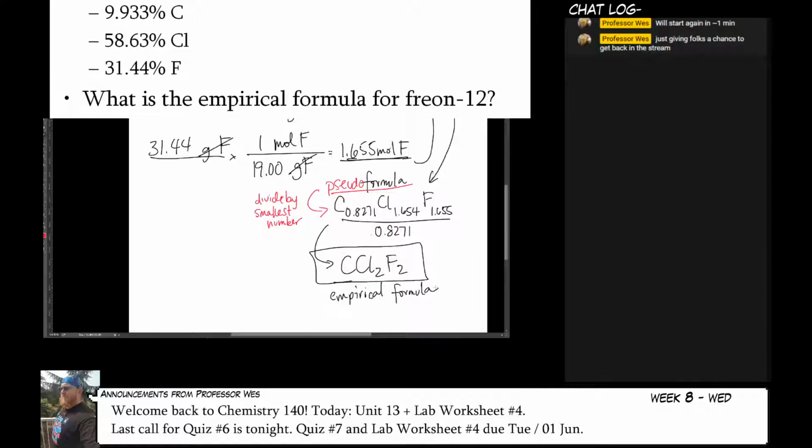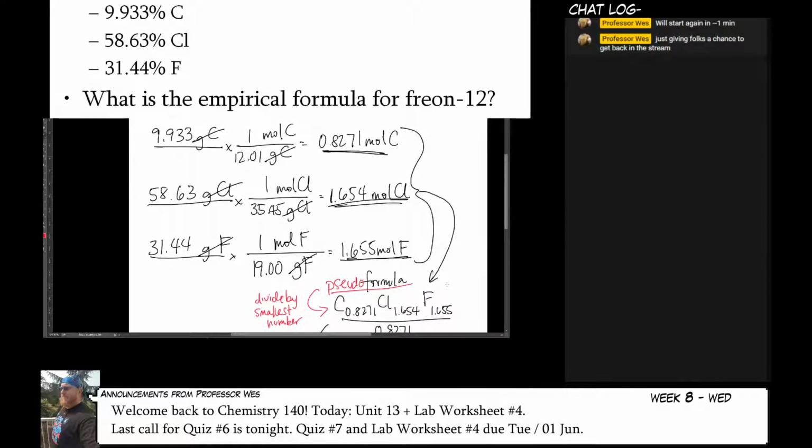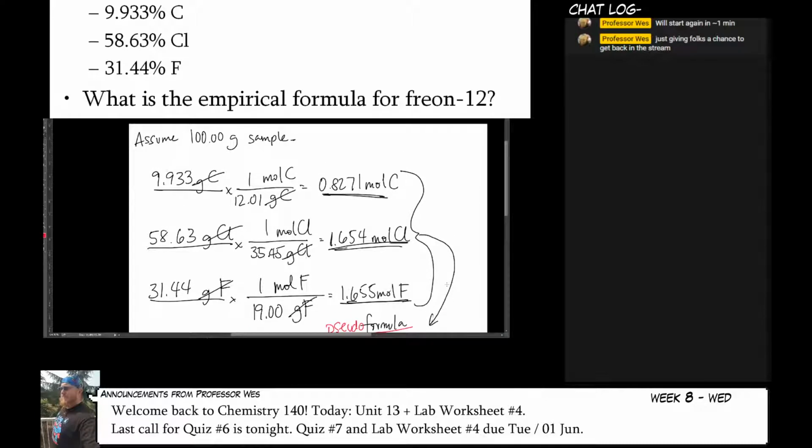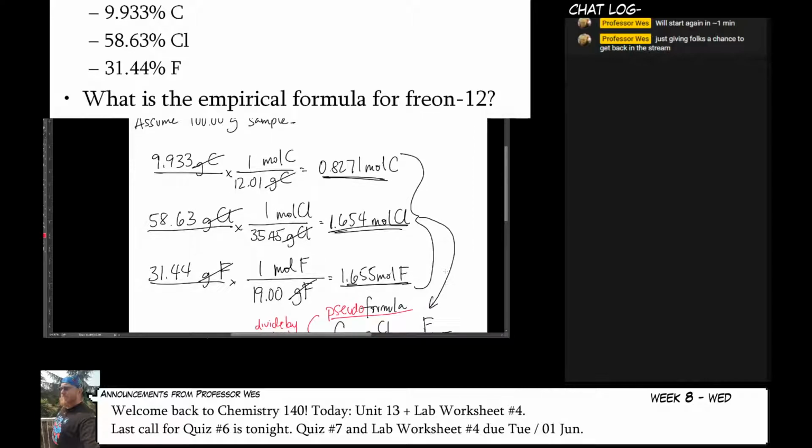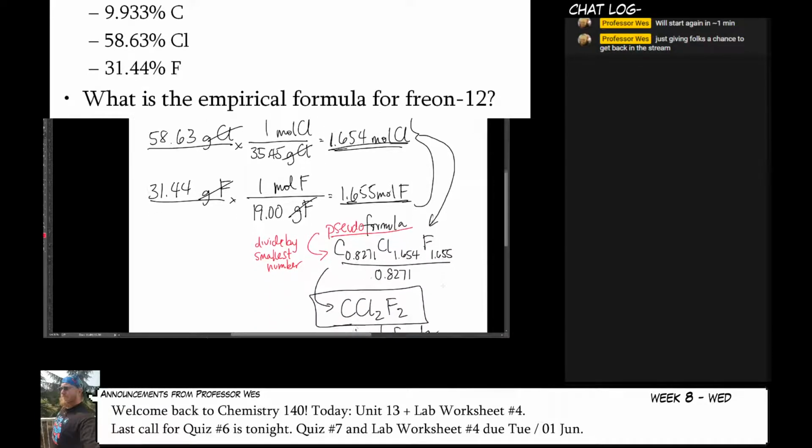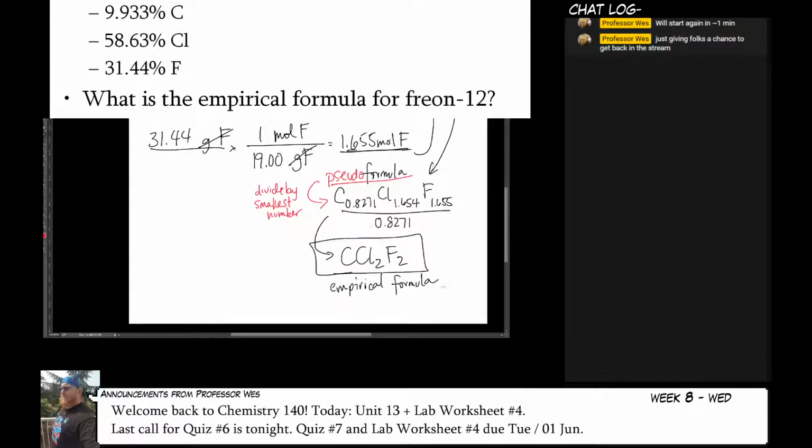So what did we do to do this? Again, step 1, we wrote out all the masses. If I give you a percentage, you can just assume a 100-gram sample. Step 2, we turned it all into moles. Again, very easy to do. Step 3, we constructed the pseudo formula and then divided by the smallest number that was present there to get the empirical formula.